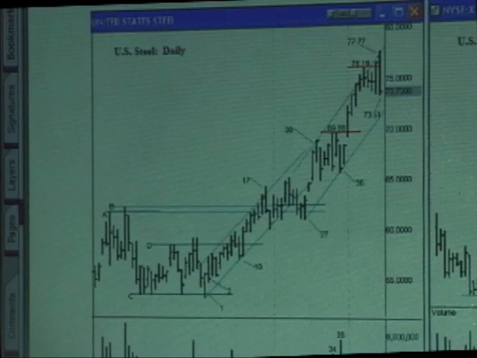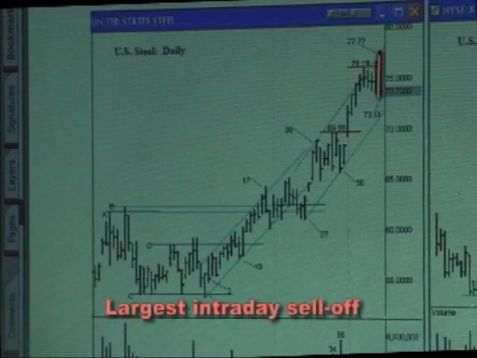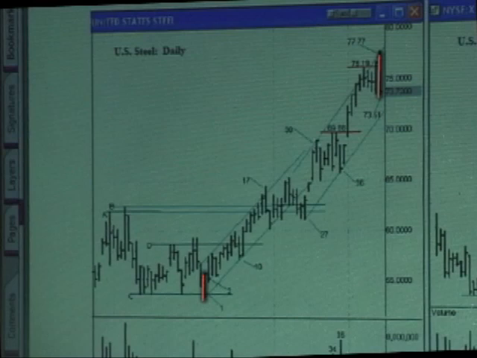$77.77, there's a pretty nasty downward reversal. In fact, that is the largest down day. That is a day where it closed lower. So the largest intraday sell-off of any day since we turned up from point number 1.